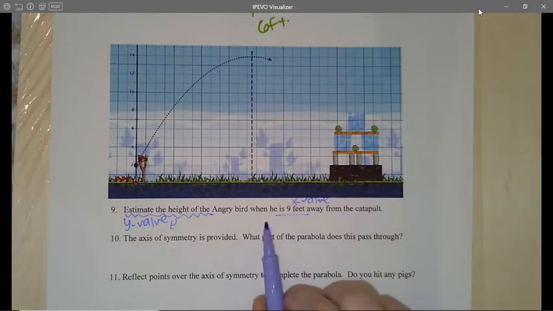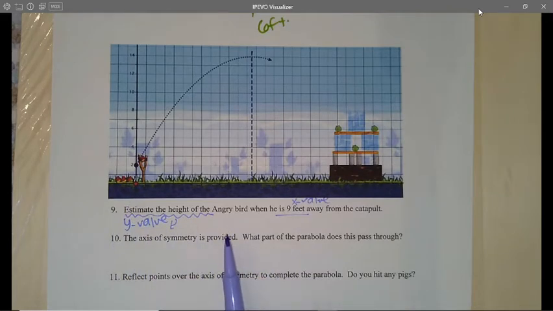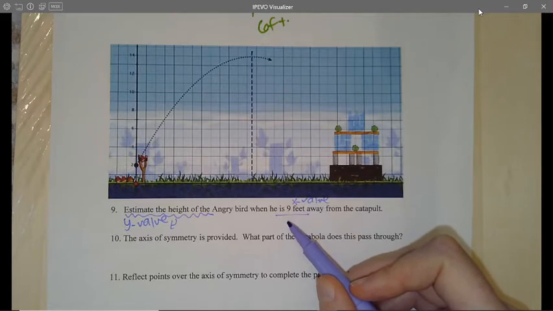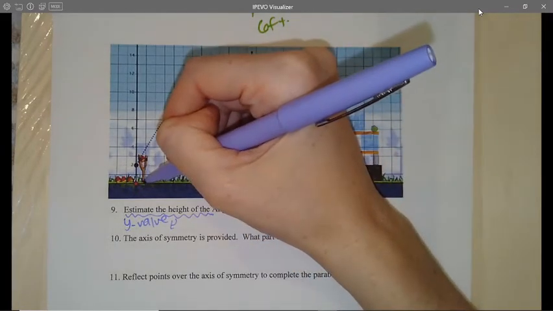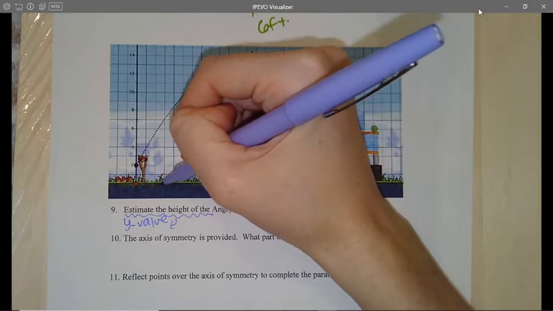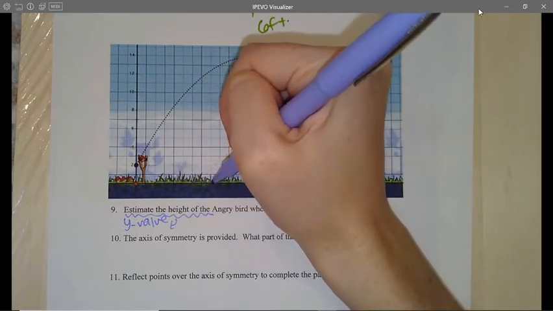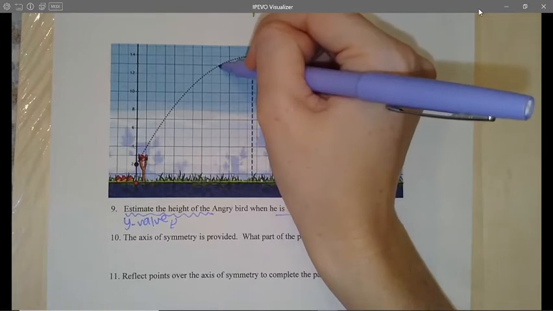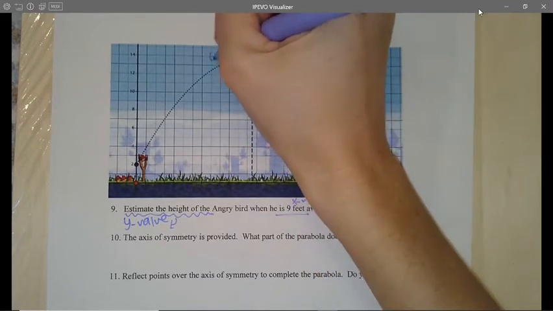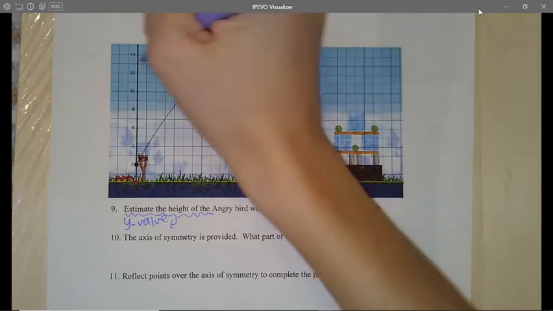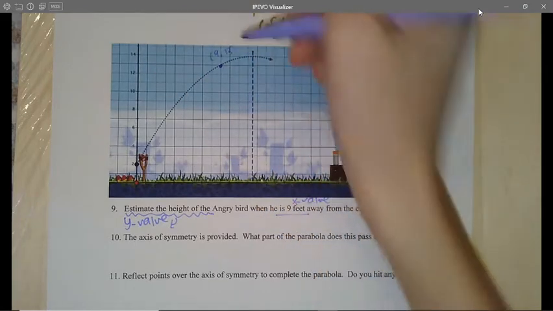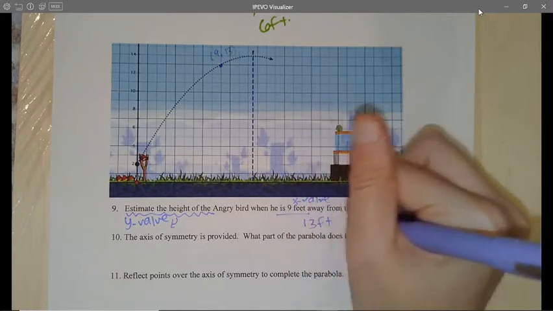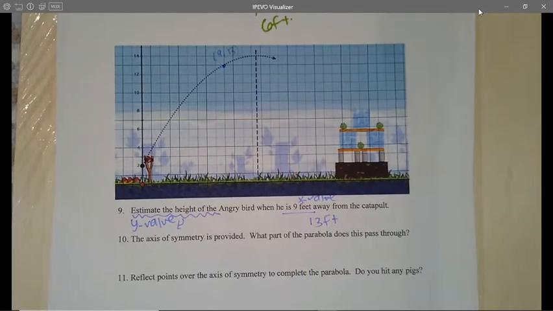But anyway, I want to know when the bird's 9 feet away, what's the Y value? So basically, what is Y when X is 9? Okay, so I'm going to count over 9. So we got 1, 2, 3, 4, 5, 6, 7, 8, 9. Then I'm going to go up. Let's see where we land. Right here. So we're at the point (9, 13). So the Y value at that point is 13. So we are 13 feet high when we are 9 feet away from the catapult.